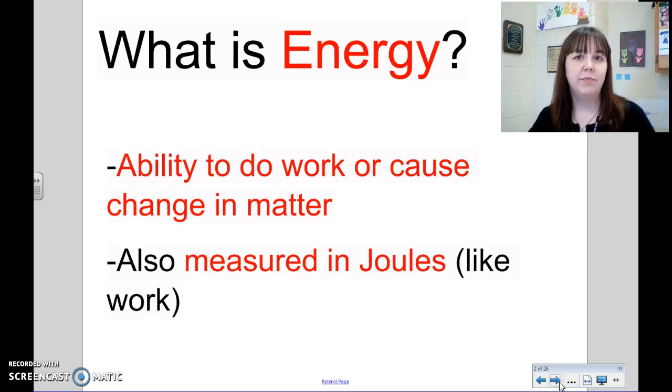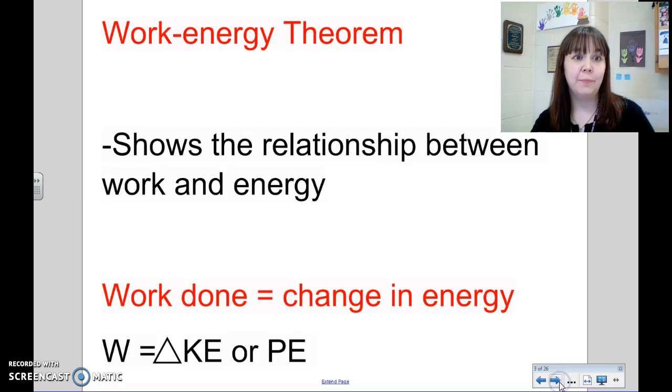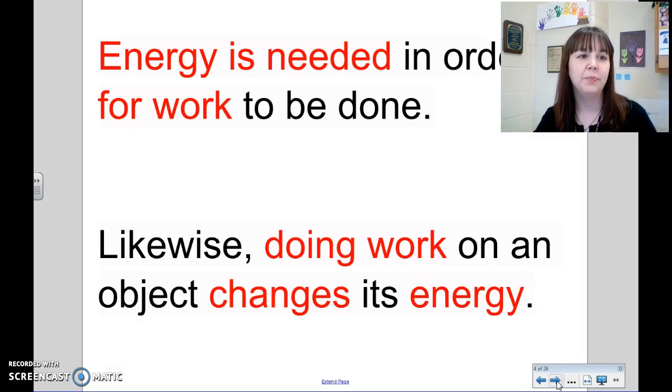So what is energy? Like, the science definition of energy. Energy is the ability to do work or cause a change in matter. Energy is measured in joules, just like work. So when we put the two together, we get the work-energy theorem, which says that the work that is done is equal to a change in energy. So work that is applied to an object, a force applied over a distance, causes some kind of change in energy. And that's where we get that formula below. Work is equal to a change in kinetic or potential energy. And we'll get to what those mean in just a second.